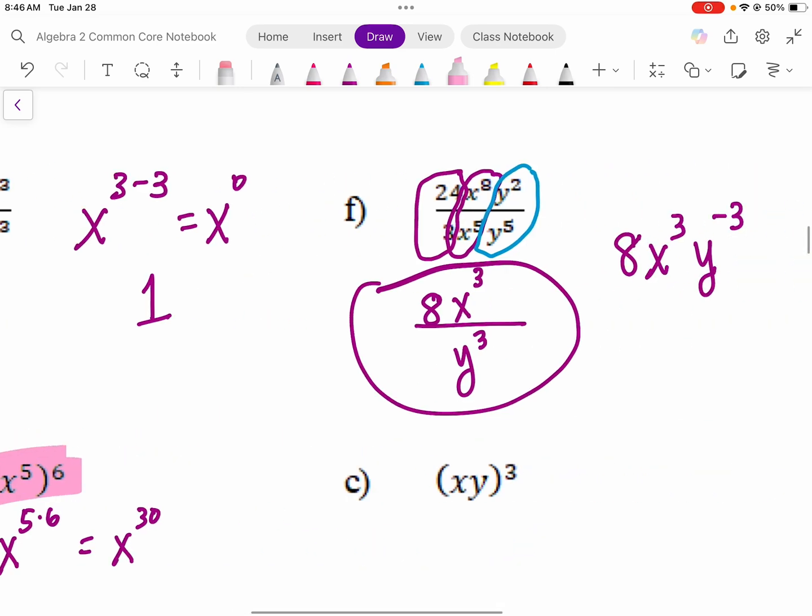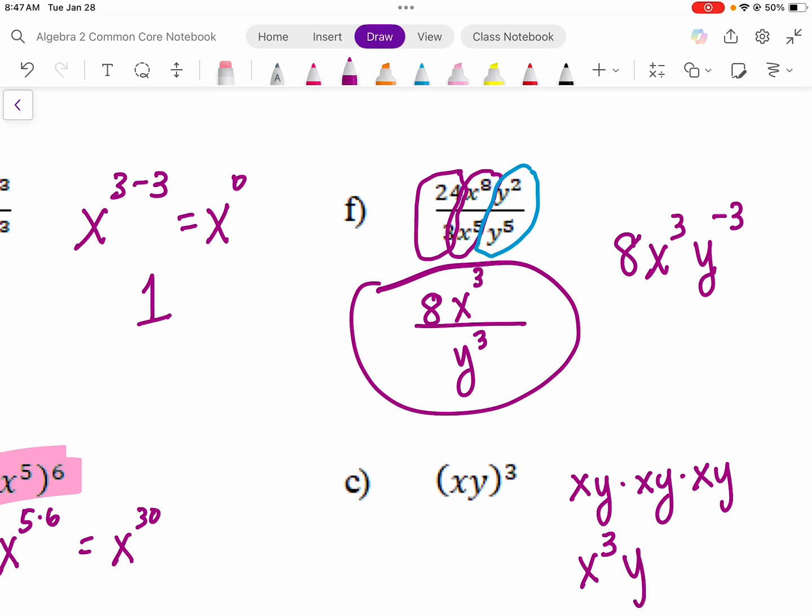All right, this one, remember you're going to share that 3 with both of them, because remember, technically if I write it out, it's xy times xy times xy, which makes x to the 3rd, y to the 3rd. We have to make sure we share. I'm going to use the word share, not distribute. Share that exponent with everything inside the parentheses.